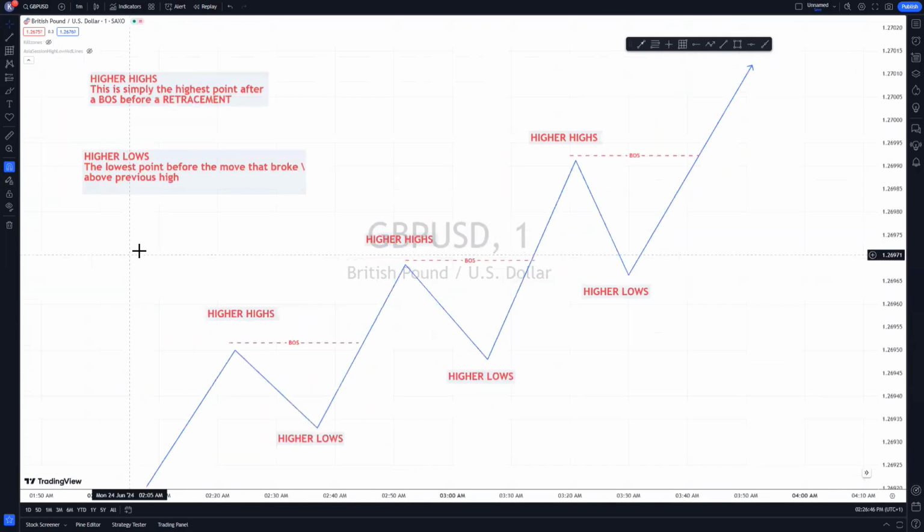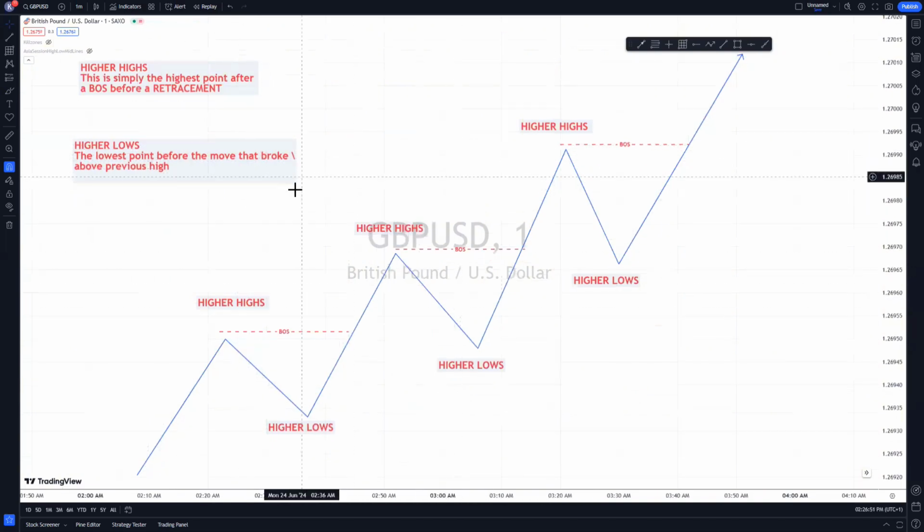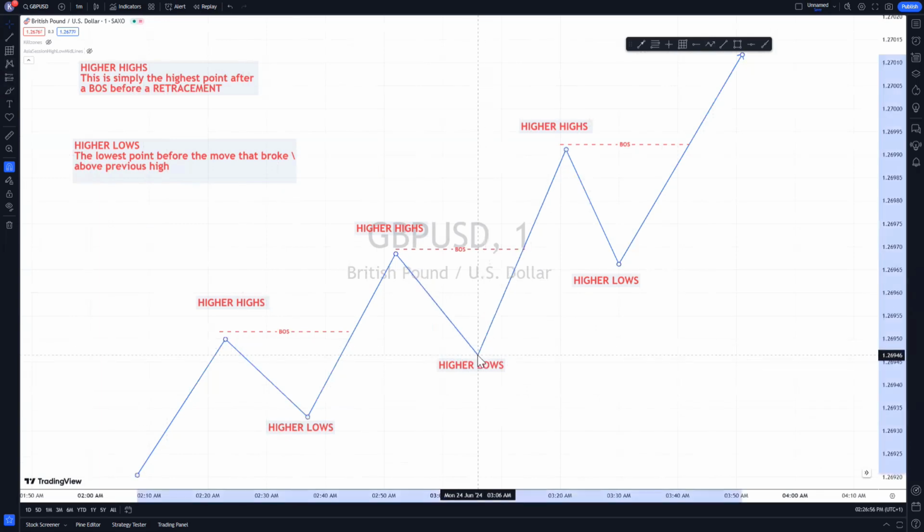So now, what is a higher low? A higher low is the lowest point before the move that broke the previous high. Now, this higher low is very simple. A higher low is simply the lowest point before the move that broke the structure.